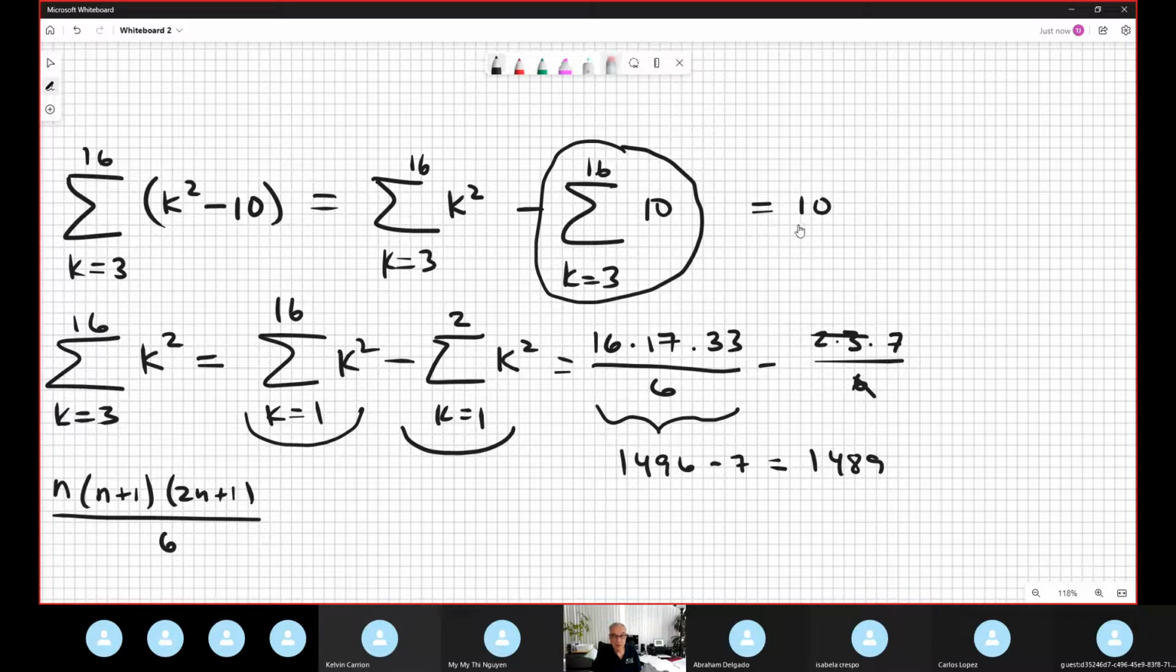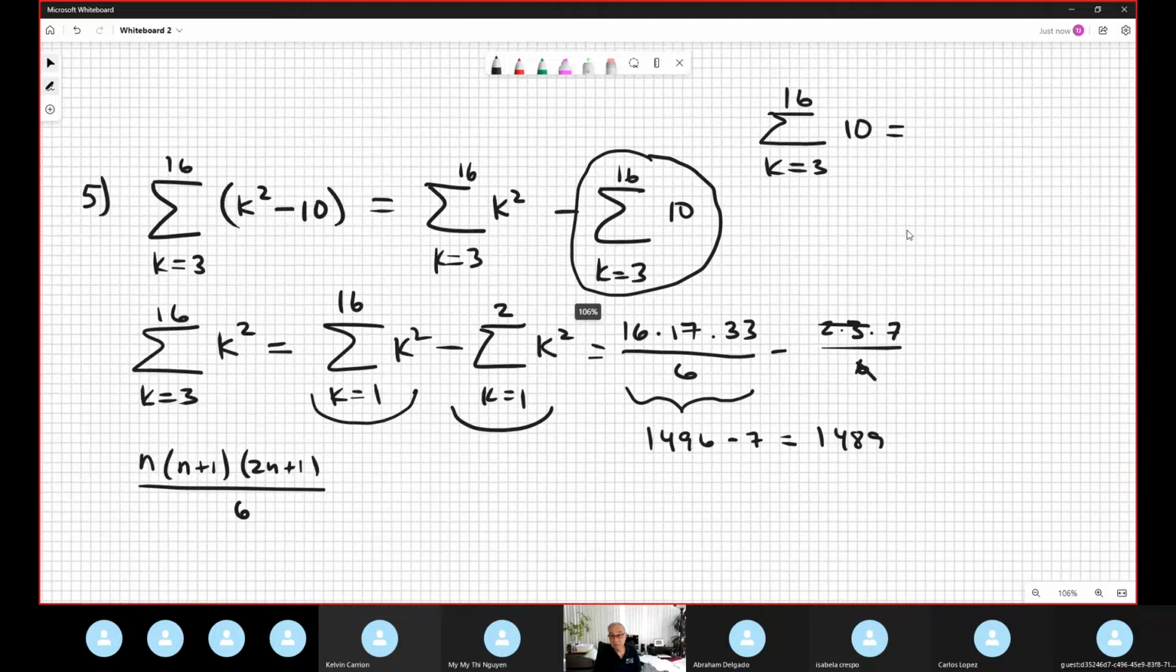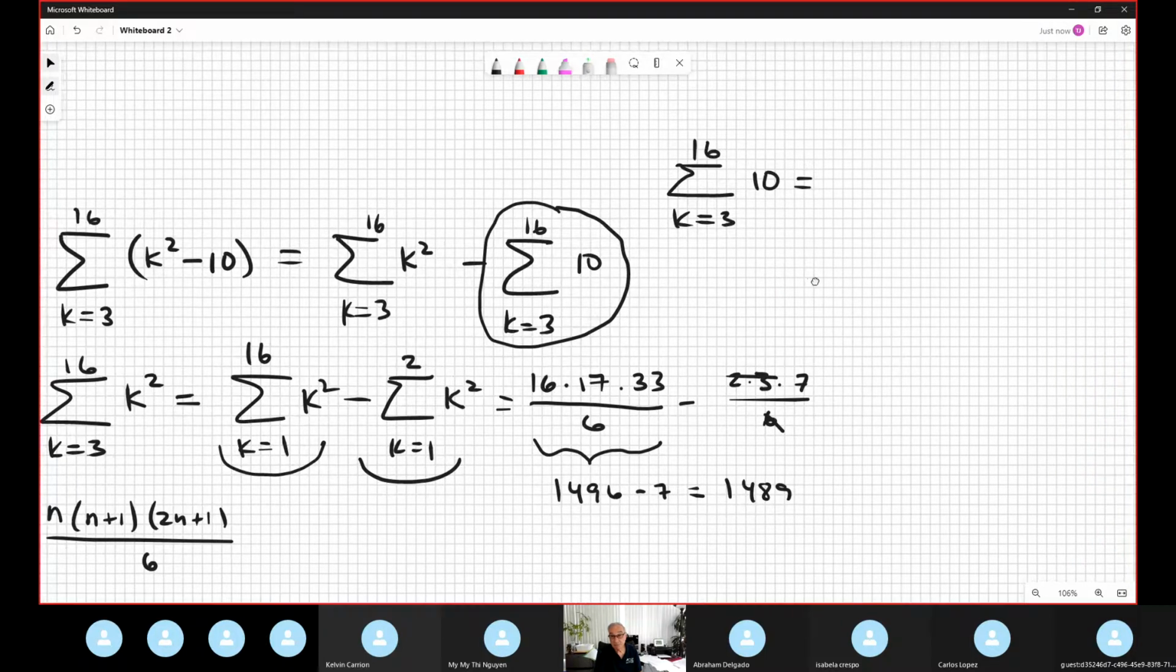Okay, let me copy here separately. That summation I try to do from k=3 to 16 of 10. This is 10, 14 times, I guess, no? Yeah, why 14? Because it's 10 multiplied by 16 minus 3 plus 1. Okay, and 16 minus 3 is 13, plus 1 is 14, and 14 times 10 is 140.